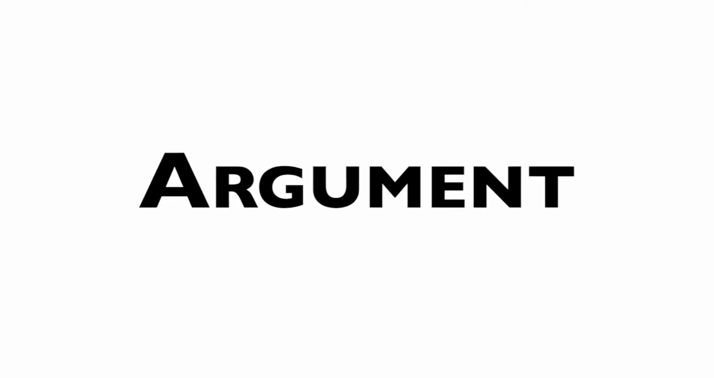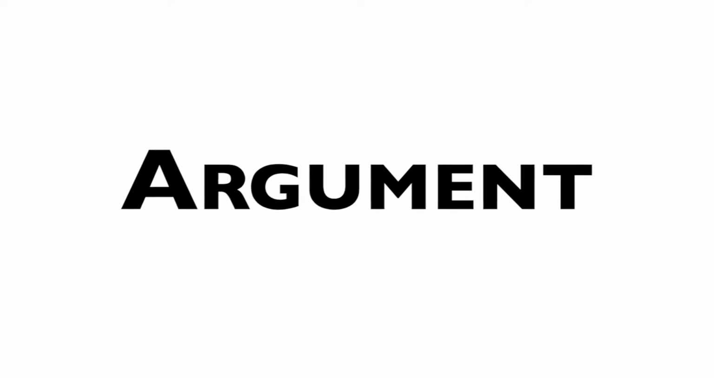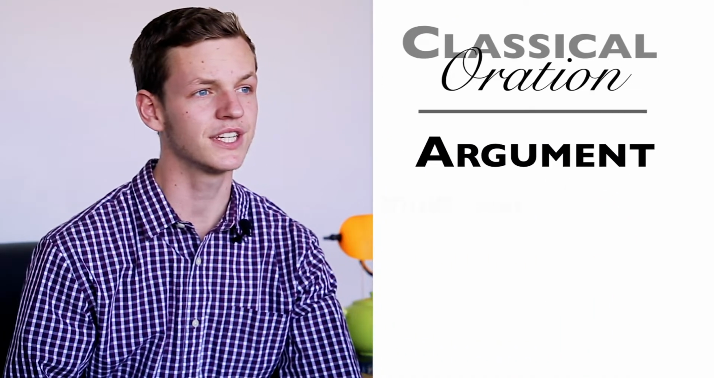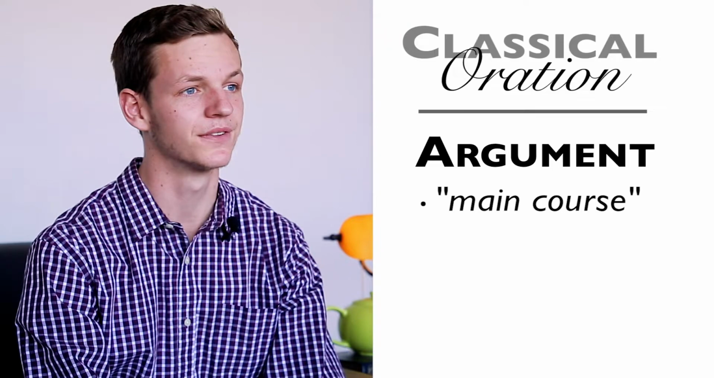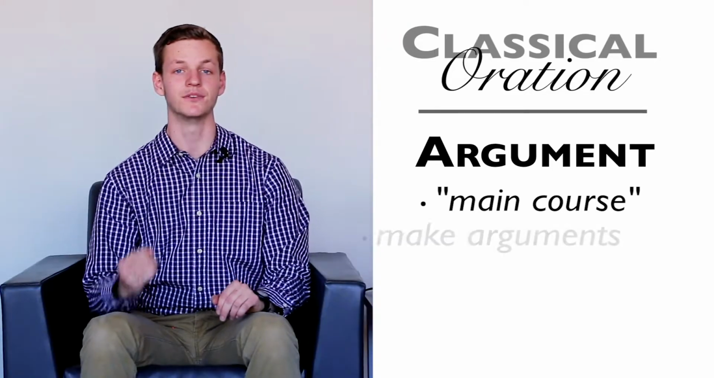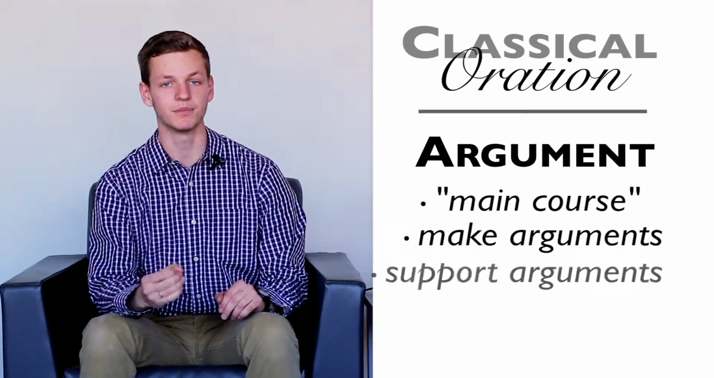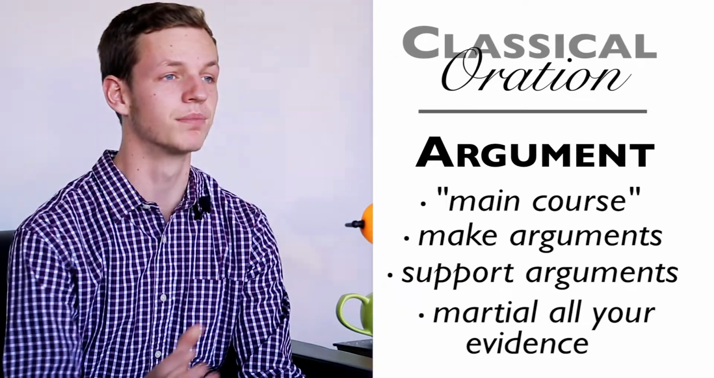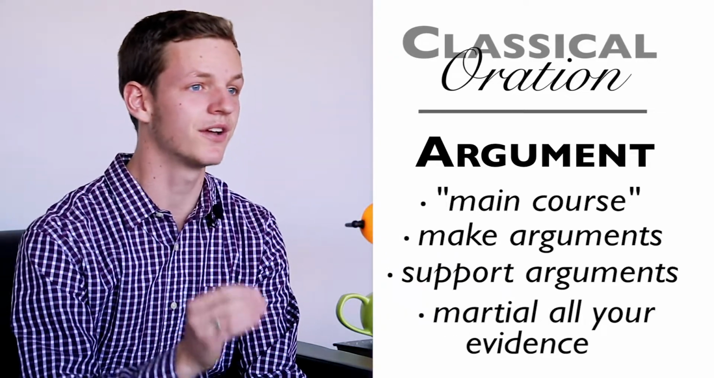The fourth part of the classical oration is the argument. This is the largest part of your essay and the main course of your meal. You introduce your claims, and you make your arguments, and you support them. You marshal all of your evidence, and you bring in your texts, and you drive home your point. Next, we have the refutation.